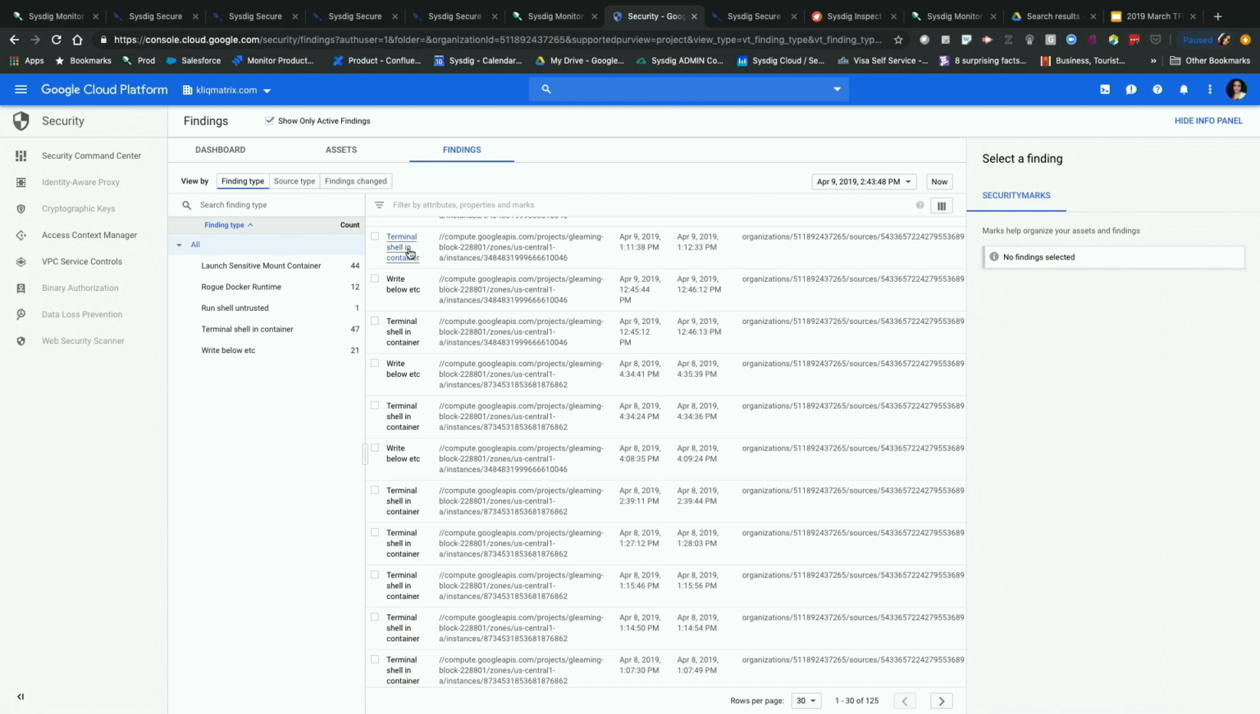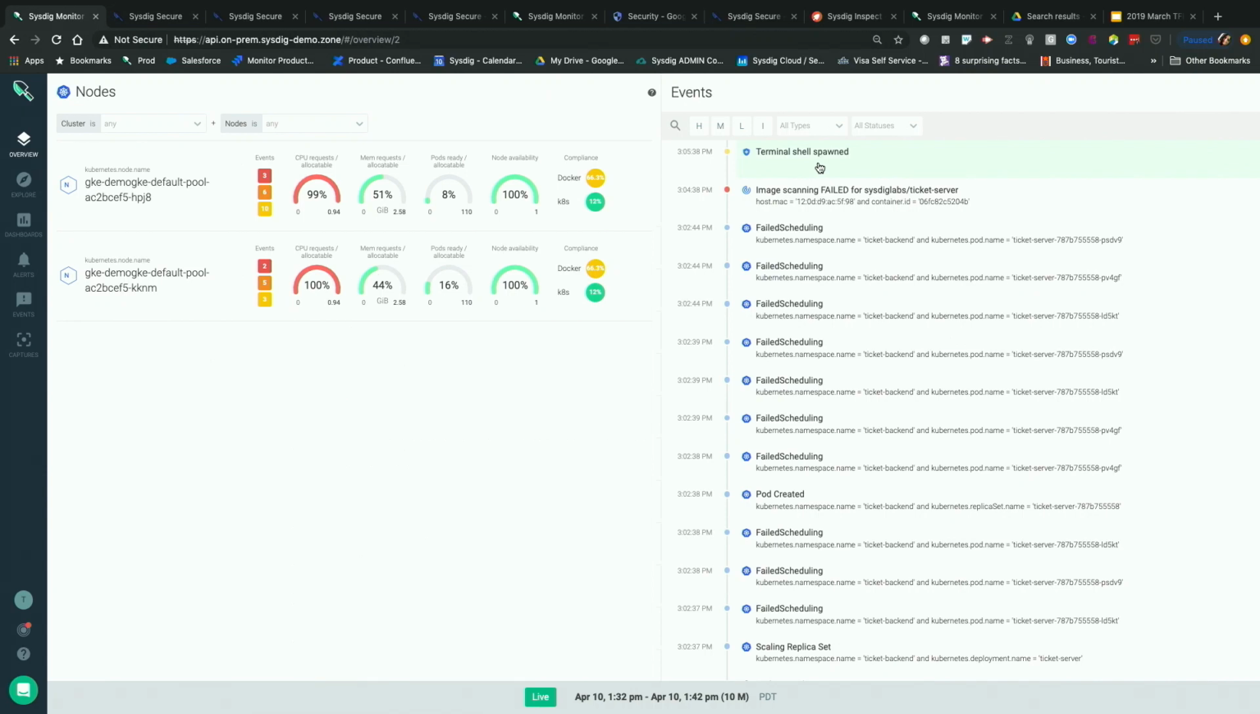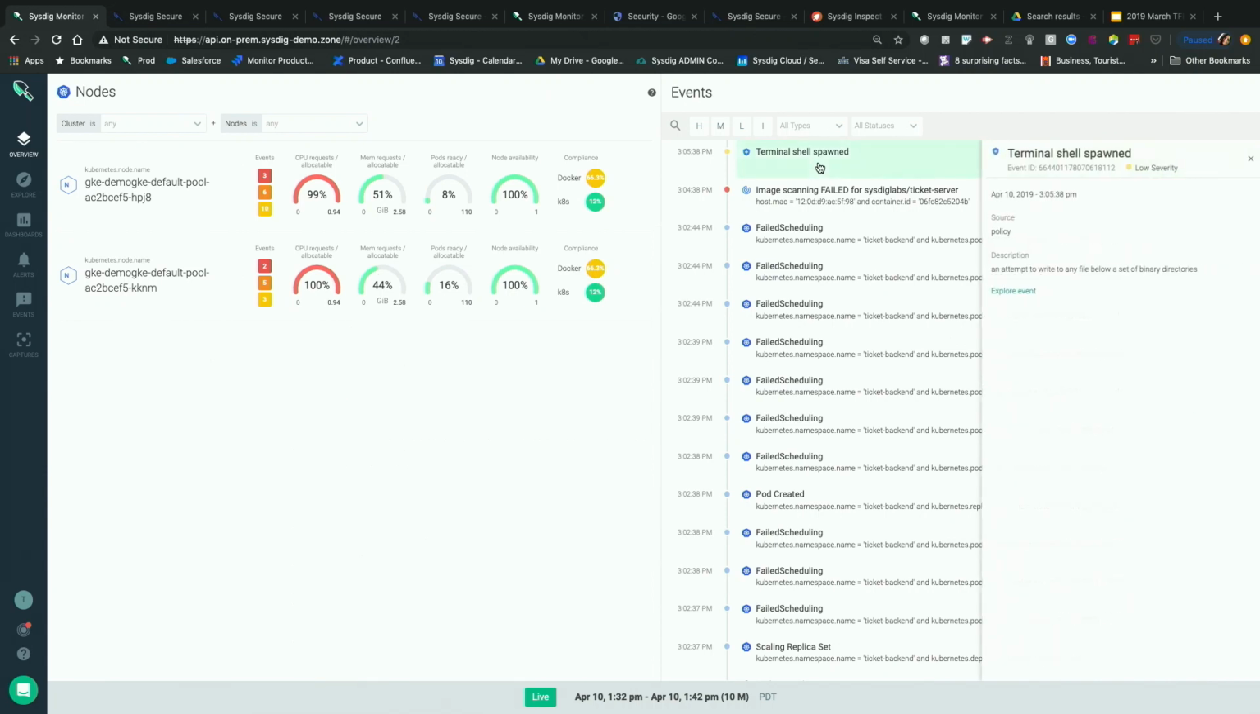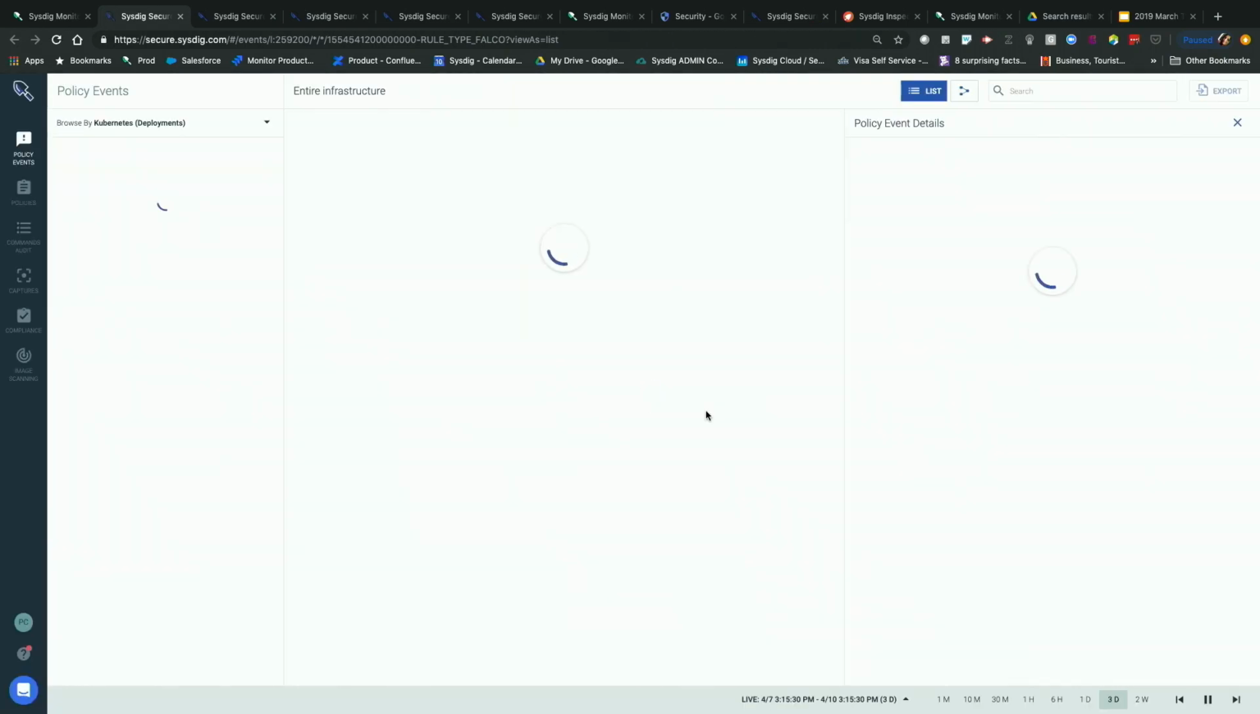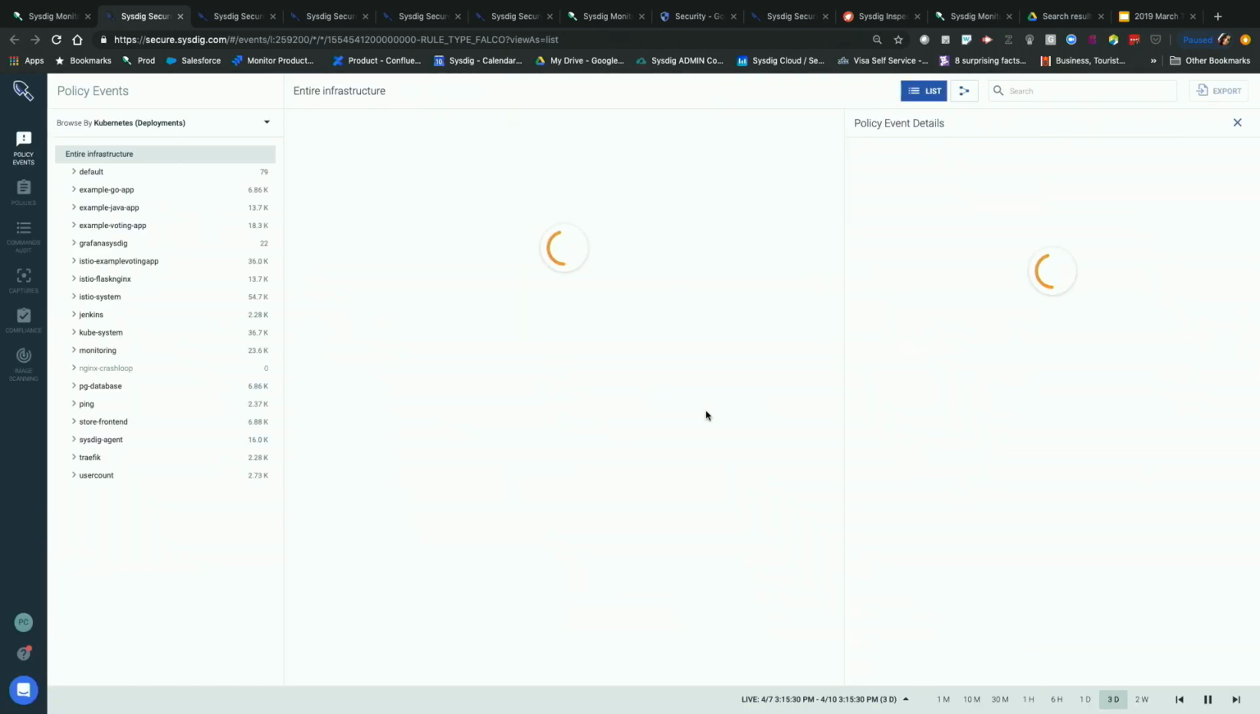So I might be getting the events from there, or for simplicity, it may be in Splunk or somewhere else. But let's take this example, and I see there is an issue. I'm going to start digging deeper into the terminal. Somebody spawned a terminal shell, and what's going on there?